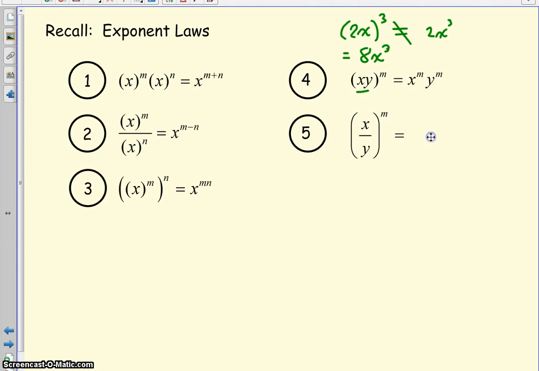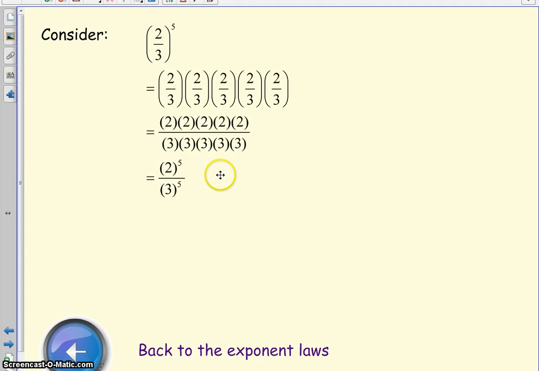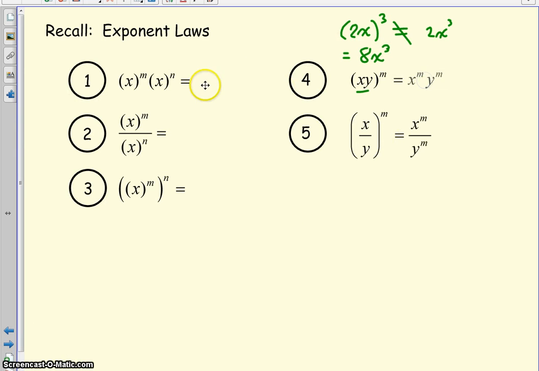The same holds true for division. The exponent will apply to both the numerator and the denominator. Just for an example of seeing that in action, let's say you have 2/3 to the exponent 5. That's 5 copies of 2/3. Multiply all the 2's together, multiply all the 3's together, and you wind up with 2 to the 5 over 3 to the 5, which you can also simplify a little bit further, but just seeing how the exponents distribute there. So these are the 5 exponent rules you would have seen way back in grade 9.